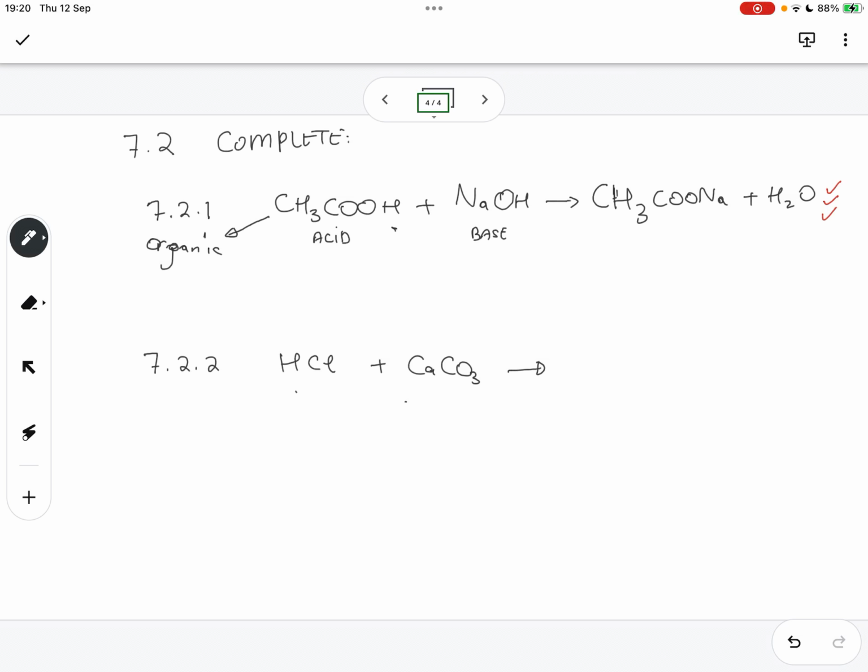And then in the second reaction, do you think you can try that one? Okay, look at number 2. It's an acid plus a carbonate, which acts as a base in this case. Let me try it. Okay.